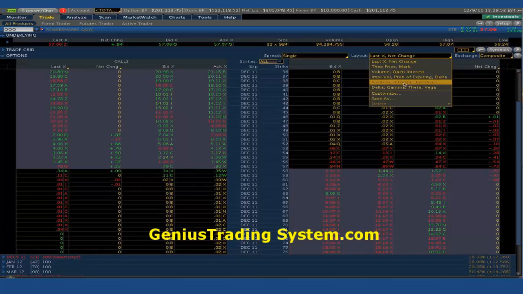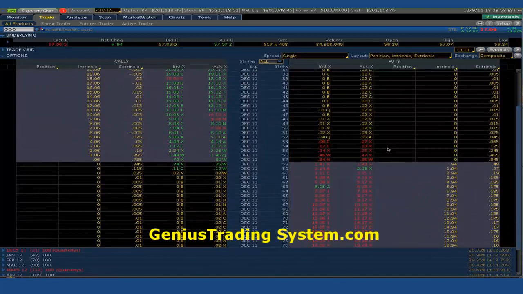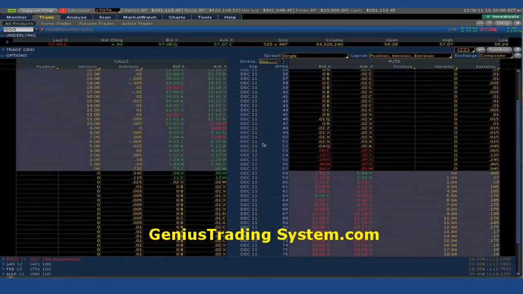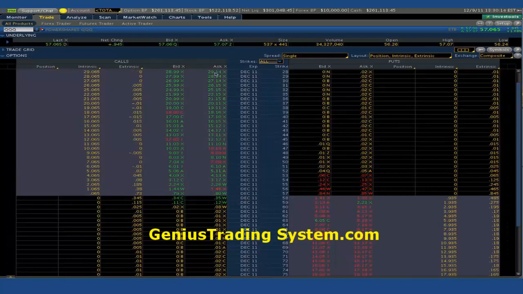Let's take a quick look at position, intrinsic, and extrinsic. Now, if we had a position in this ETF, our position would show up under the position column. In addition, we have other information that we didn't have before. We have the extrinsic value, we have the intrinsic value, and we still have the bid and ask price. Now, as you can see, the deeper we go in the money, right now the Qs are trading at 57. So the at the money calls and puts are the 57 strike prices.